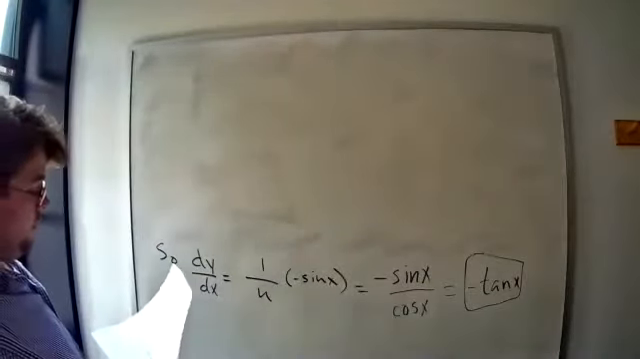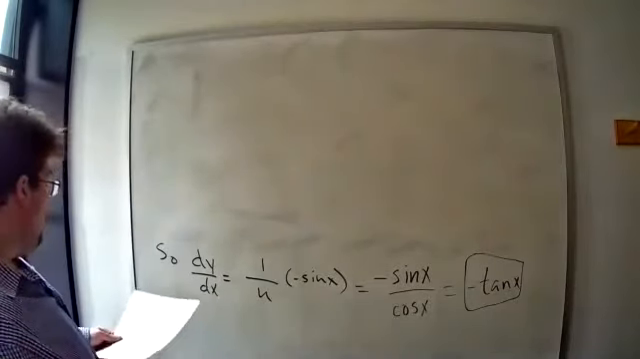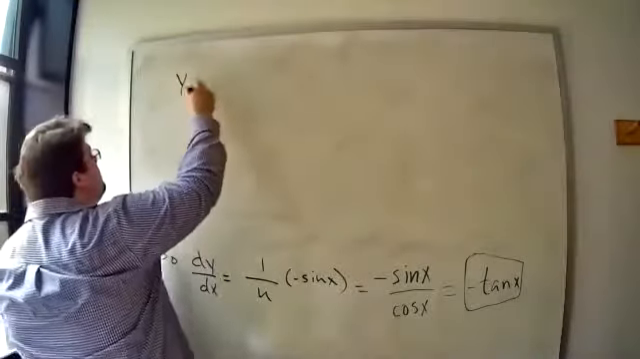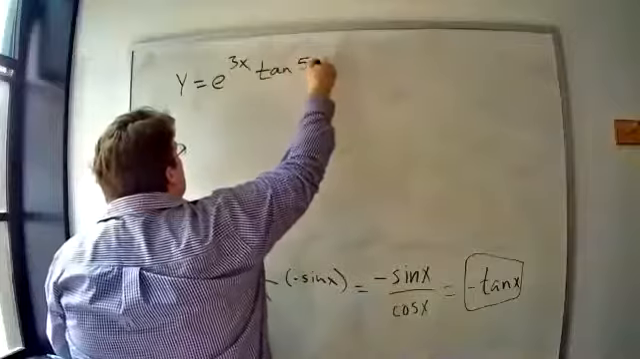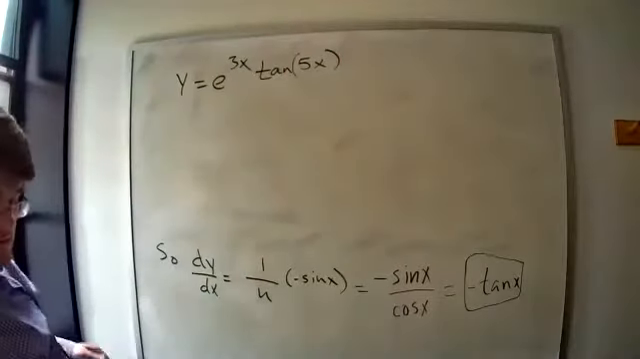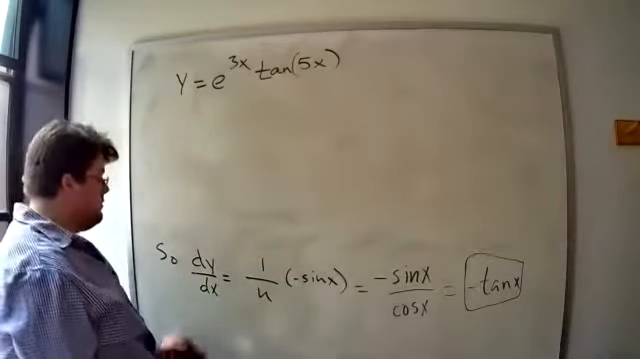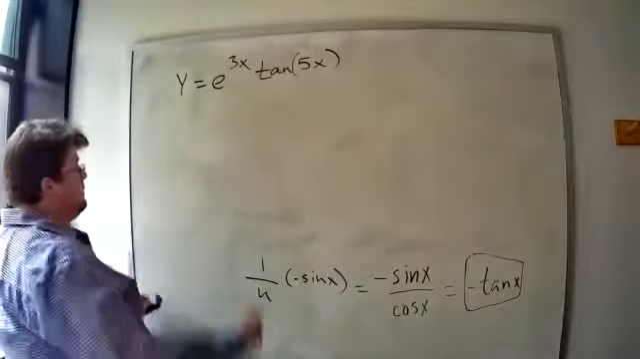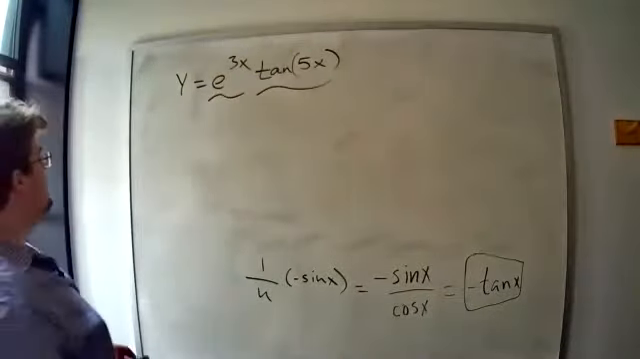So any questions about 1b? Okay, 1c. Y equals e to the 3x, tangent of 5x. Well, notice here we have a product rule. So if we're going to use the product rule, well, we need to eventually take derivatives of both of those.